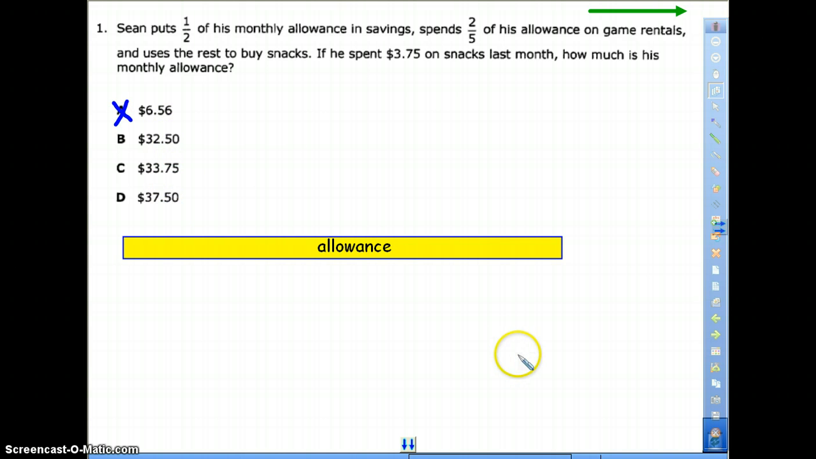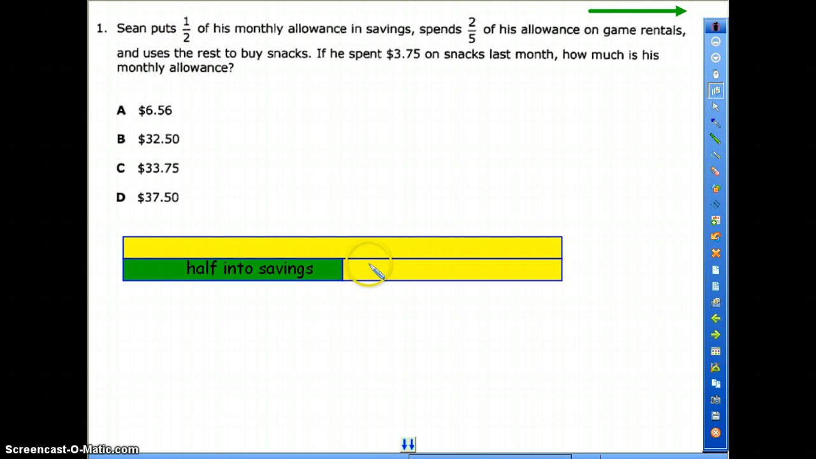Okay? So through this unit, to help us with our fractions, we've been using these models. So I'm going to let the length of this rectangle represent 100% of Sean's allowance. Now the first thing says he puts half into savings. Well, it's real easy to divide that bar in half. So 50% of his allowance, okay, if this is $0, then this length out here is 100% of his allowance. And I've just shown where half went into savings, okay?